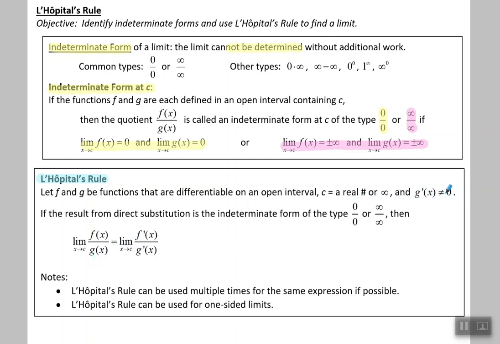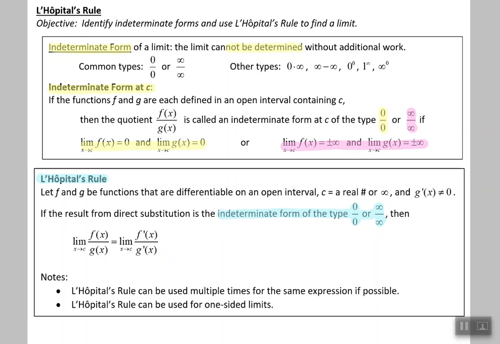If the result from direct substitution is the indeterminate form of the type 0 over 0 or infinity over infinity, then the limit as x approaches C of f of x divided by g of x equals the limit as x approaches C of f prime of x divided by g prime of x.